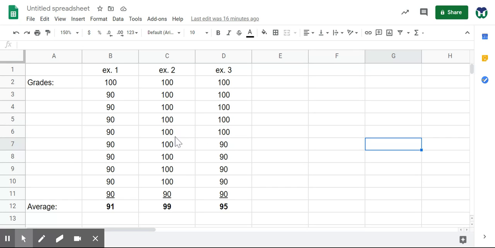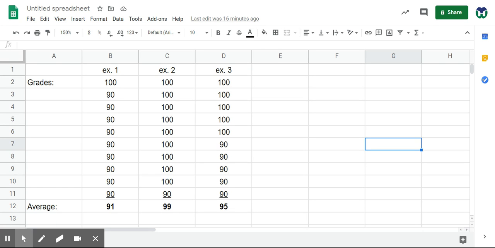But in this example, you have a lot more hundreds than 90s, and that drags the average much closer to 100 than the middle. So here the average is 99. And then we can go the other way. In this list of grades, there are many more 90s than 100s. So that drags the average very close to 90, and you see the average is 91.